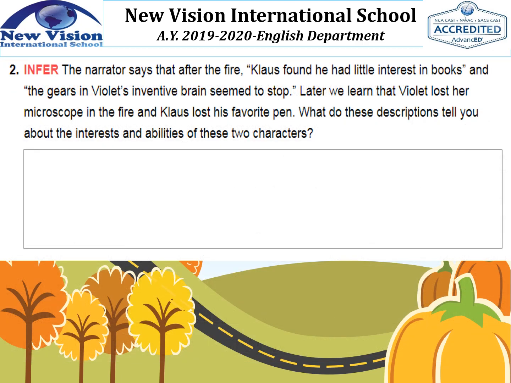Next, infer. The narrator says that after the fire, Klaus found he had little interest in books, and the gears in Violet's inventive brain seemed to stop. Later, we learn that Violet lost her microscope in the fire and Klaus lost his favorite pen. What do these descriptions tell you about the interests and abilities of these two characters, or of these siblings? Start writing your answer.